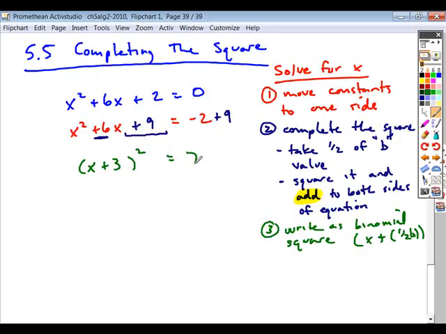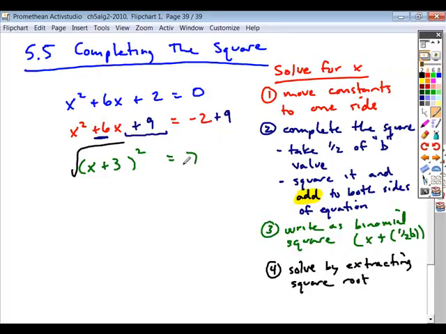Then as you simplify your equation, your final step is to solve by extracting the square root. Here we could square root both sides, so we get x plus 3. When we take the square root of a variable squared, we have to take into consideration the positive and negative root. So we have plus or minus the square root of 7. And then just isolate your x.